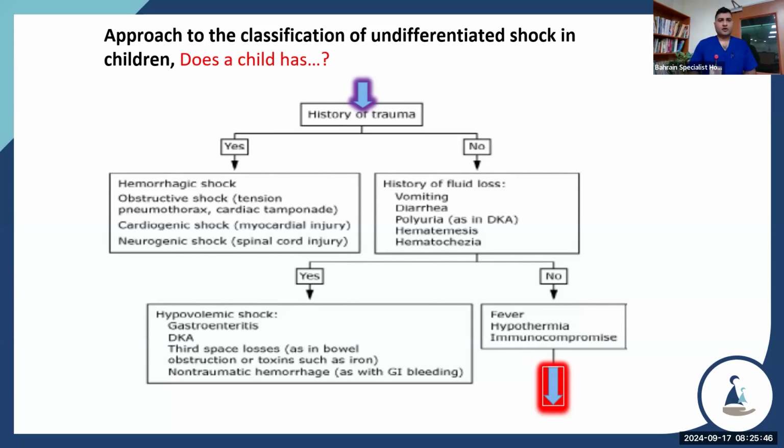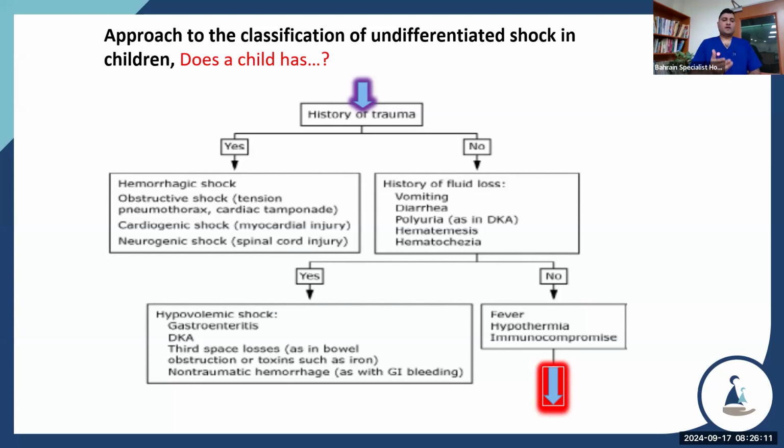undifferentiated shock. You can ask yourself a question like, does the child have a history of trauma? If yes, you can think about hemorrhagic shock, obstructive shock, tension pneumothorax, cardiac tamponade, cardiogenic shock, or neurogenic shock. If there is no history of trauma, ask about any history of fluid loss: vomiting, diarrhea, polyuria, as in DKA, hematemesis, hematochezia.